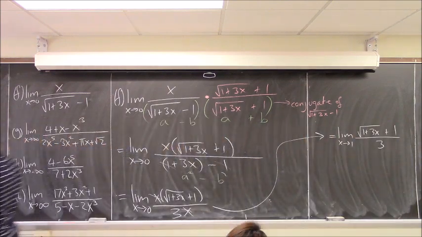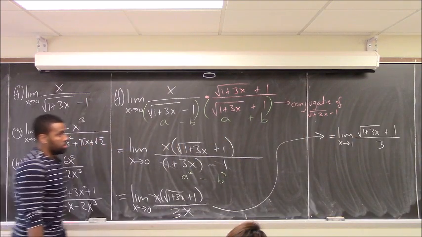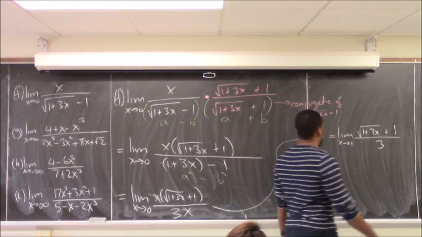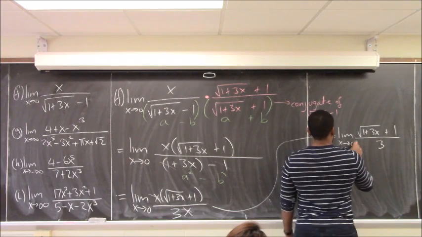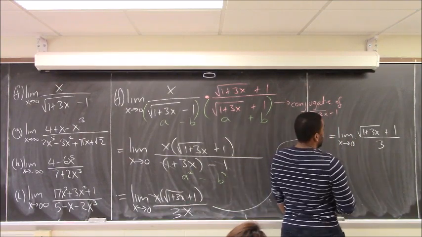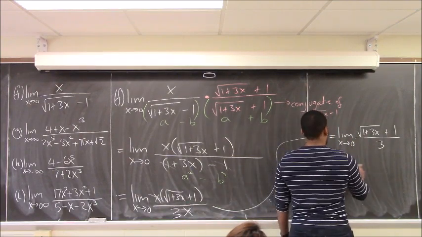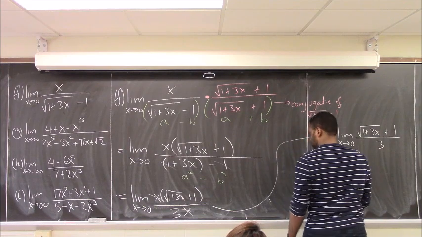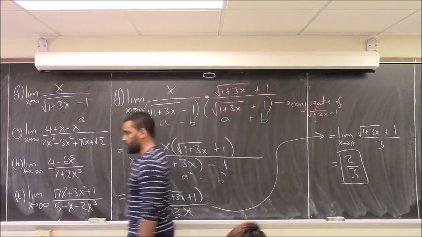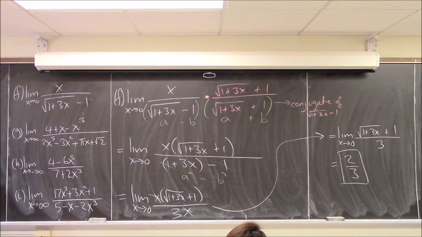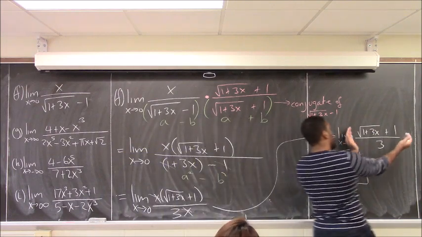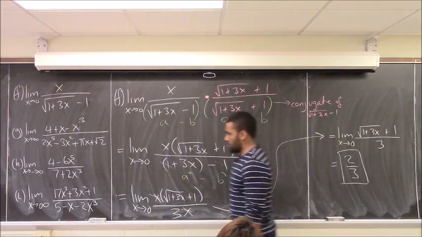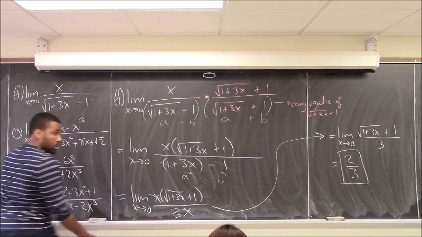So what's the answer here? Now we can plug in 0. 2/3 is the answer. So that function approaches 2/3 as x approaches 0. And that function behaves like this function close to 0. Questions on that?